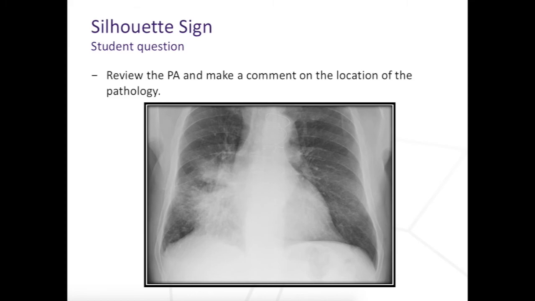This is a question for you guys. Have a think about it, and hopefully I've rambled on enough that you've had a chance to look at it. Think about what you see here. Obviously, that there's pathology on this side here.